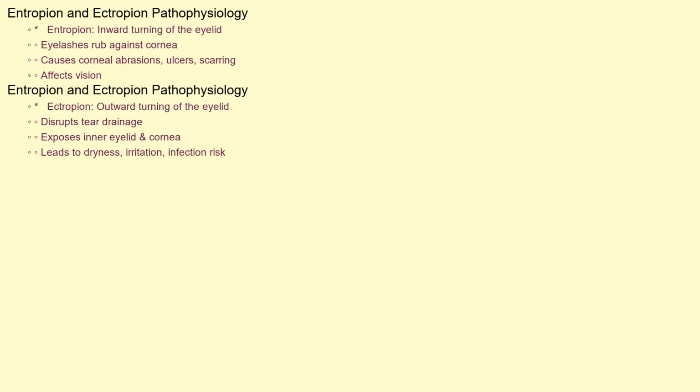In ectropion, the outward turning of the eyelid disrupts the normal tear drainage. This exposes the inner surface of the eyelid and the cornea, leading to dryness, irritation, and increased risk of infection. The inability to properly spread tears also contributes to corneal damage.